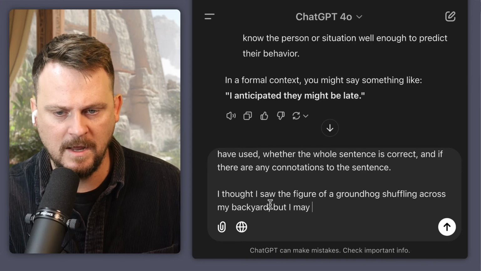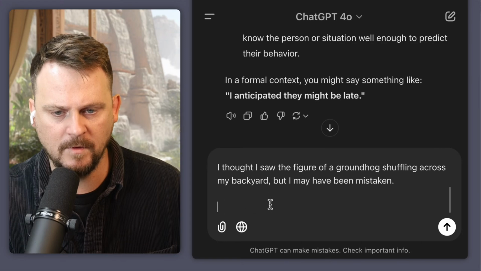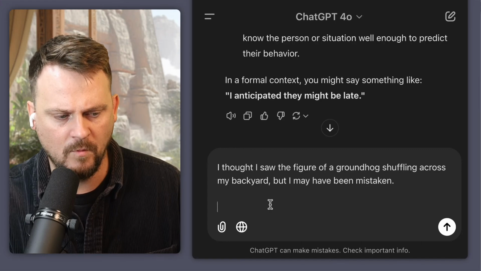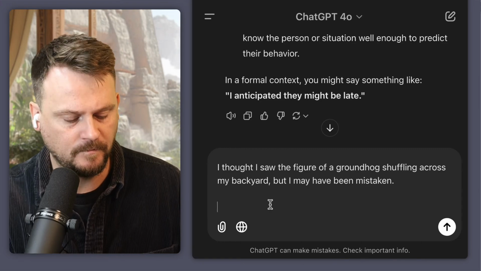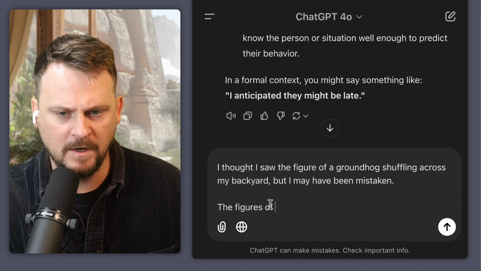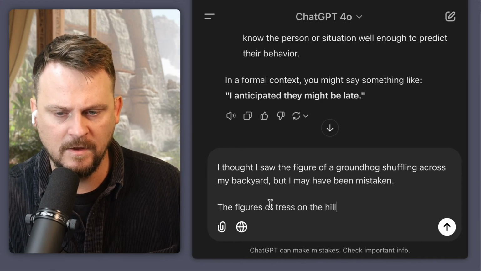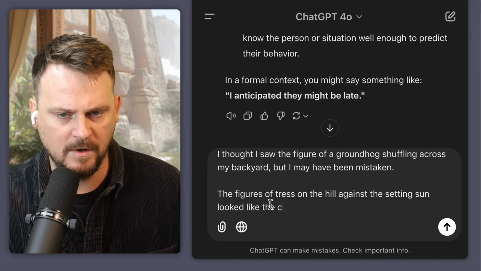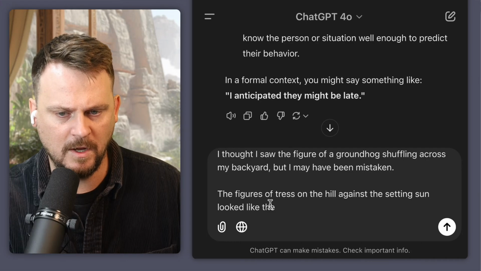But I may have been mistaken. Okay, number 2, let's see. What would be a good example that's very different from that? The figures of trees on the hill against the setting sun looked like the shoreline of a, let's say, looked like a rocky shoreline. Let's say it like that.